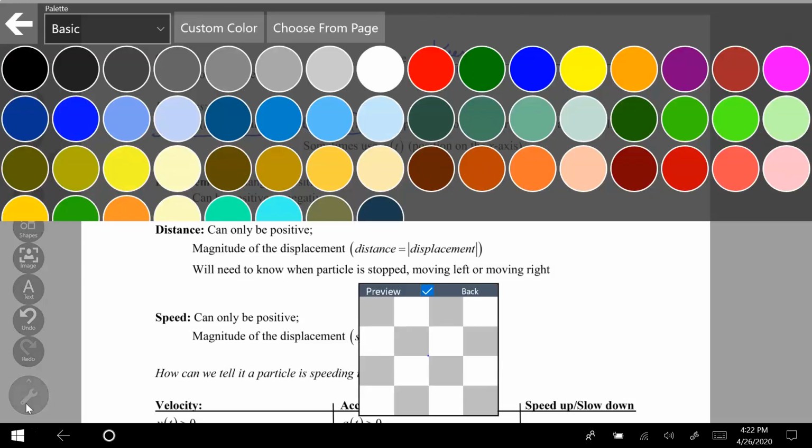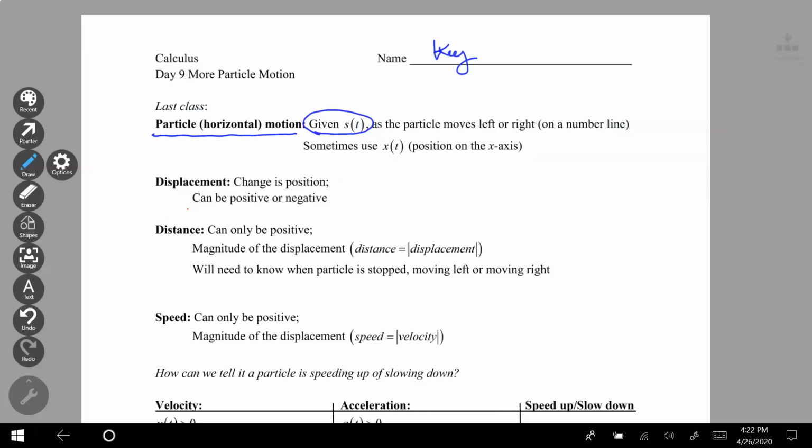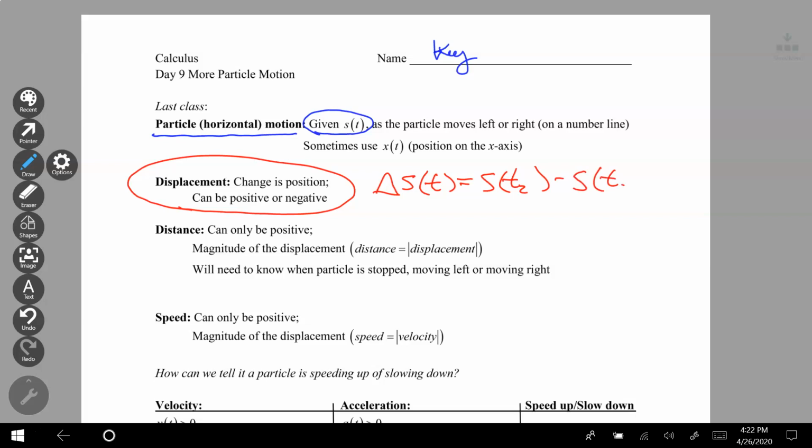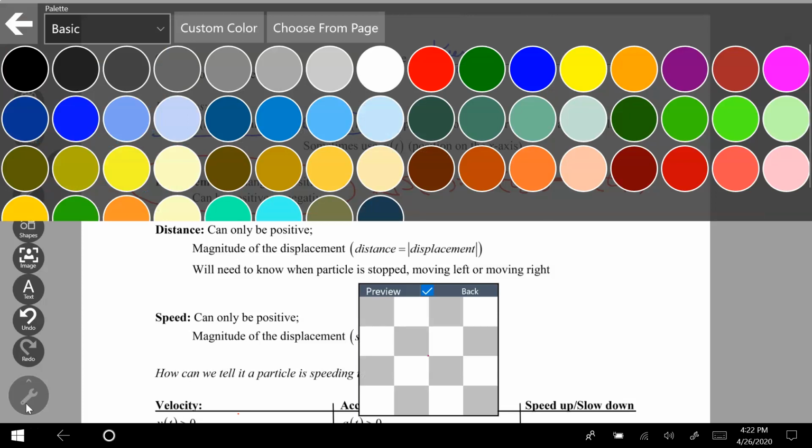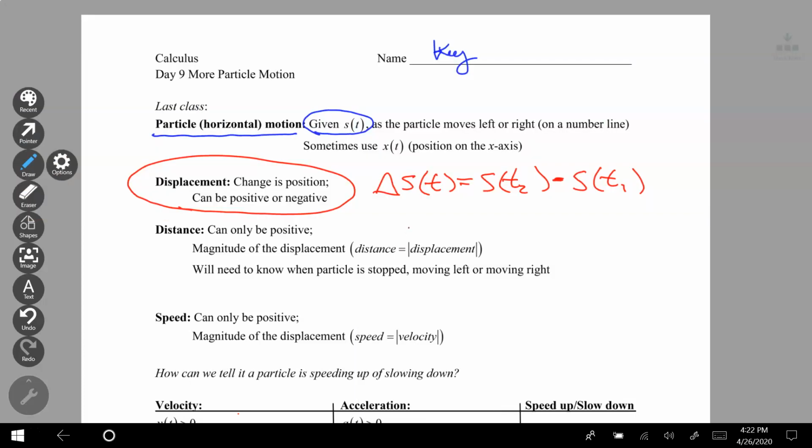distance. Displacement is the change in your position. It could be positive or it could be negative. It's basically the delta S of t, which is when you subtract your position at two different times. As opposed to distance, which is the absolute value of your displacement. Distance can only be positive.